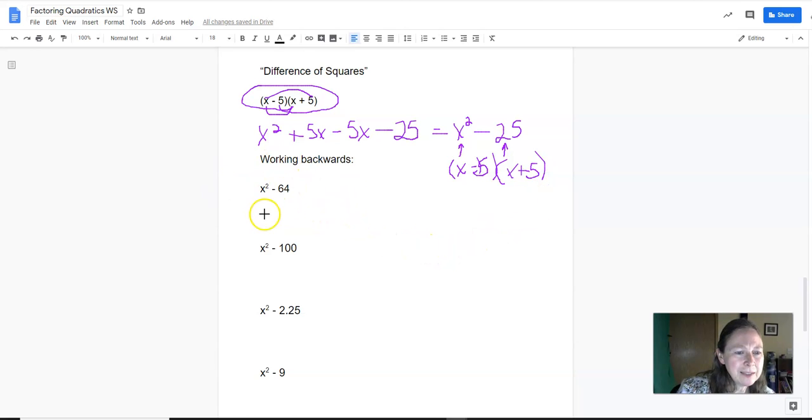And you can find that in these examples here. So x squared minus 64. The square root of this is x, and the square root of 64 is 8. So therefore, this factors out to x minus 8 times x plus 8.